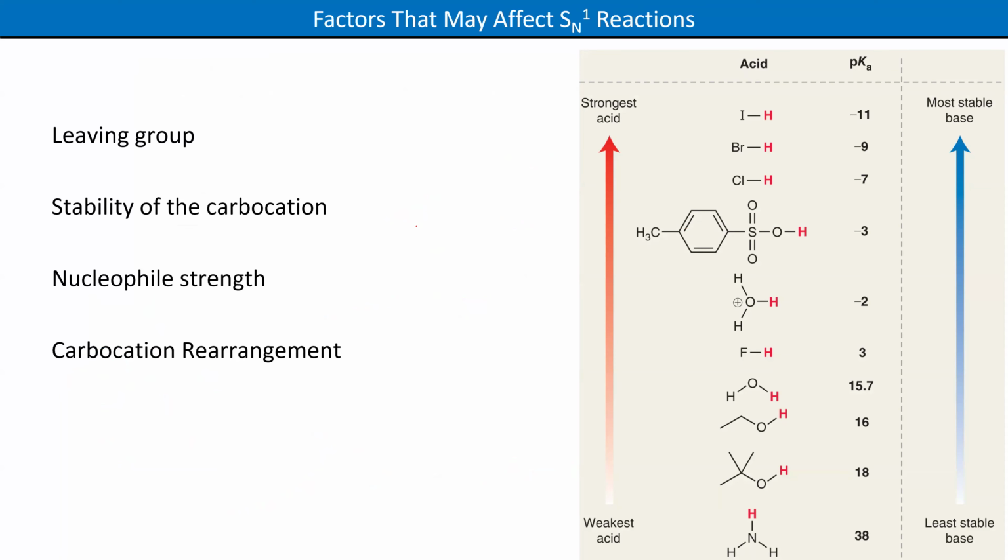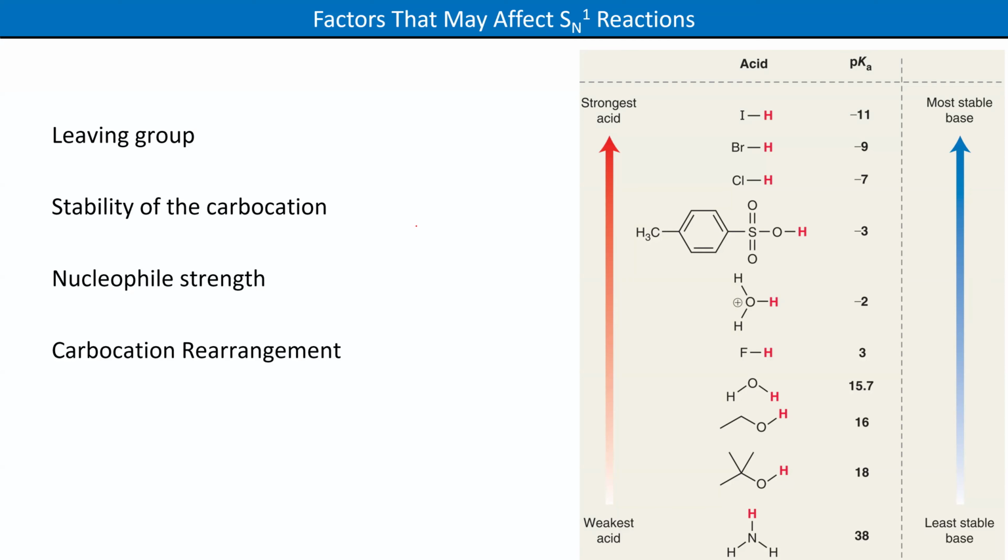And so, how do we know? This is exactly the things we need to worry about with SN1 reactions. How good of a leaving group do you have? How stable is your carbocation? How good is your nucleophile? So how strong of an attacking force do you have? And then finally, we will have to talk about rearrangements now.